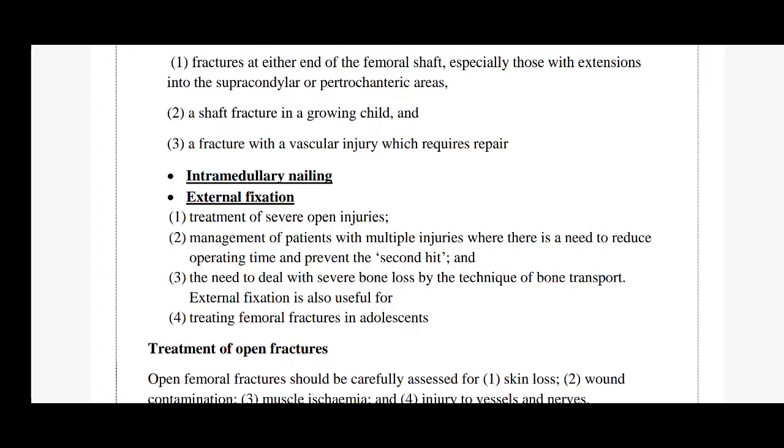And then there is the need to deal with severe bone loss by the technique of bone transportation. External fixation is also useful, not the AO external fixator but more advanced ones like Orthofix or Ilizarov, which are used for bone lengthening and bone transportation procedures, and then for treating femoral fracture in adolescents.